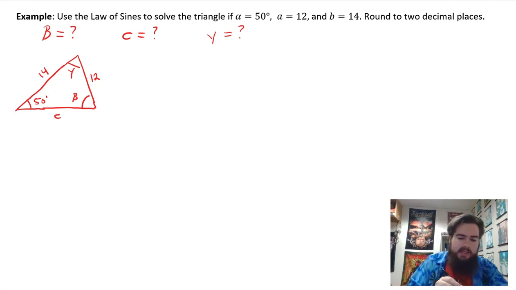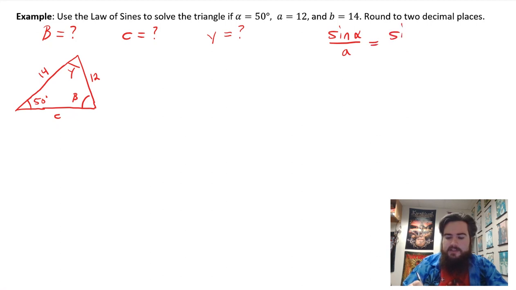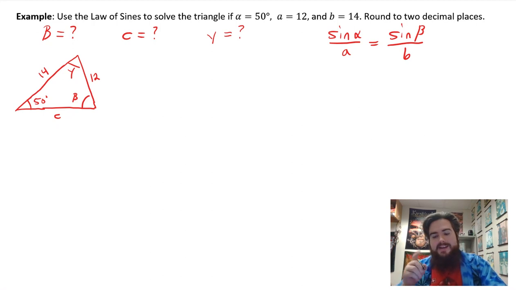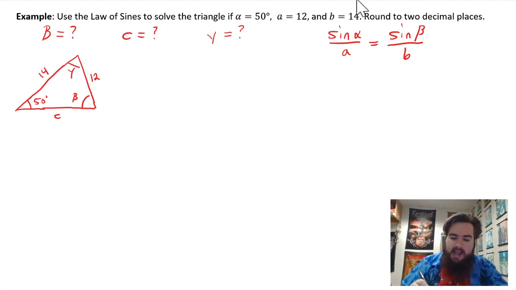For example, I should be able to use sine of alpha over a equals sine of beta over b, because I know what alpha is, I know what a is, and I know the side length of b. That means the only thing I'm missing is beta in that equation, and I should be able to solve for that one missing variable. So that's what I'm going to use here.